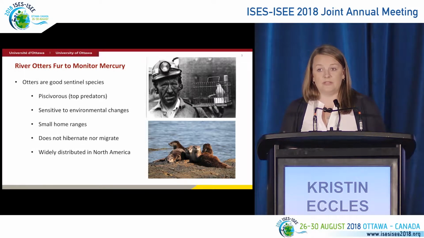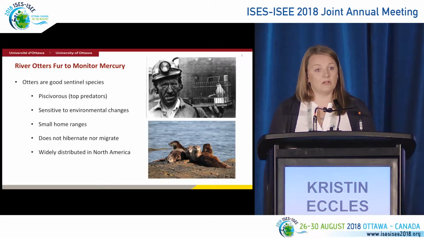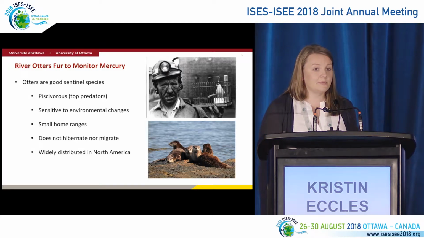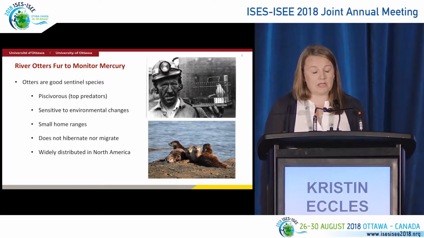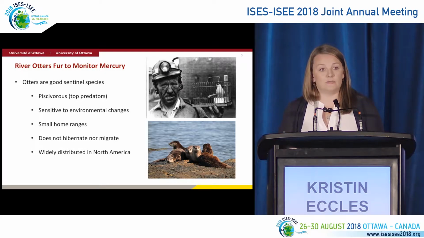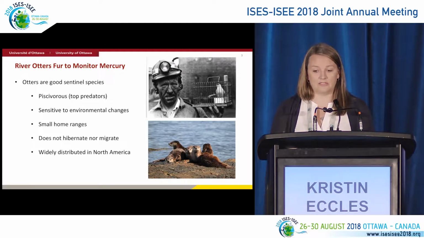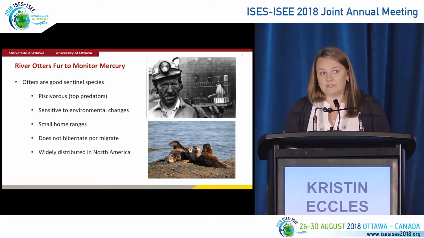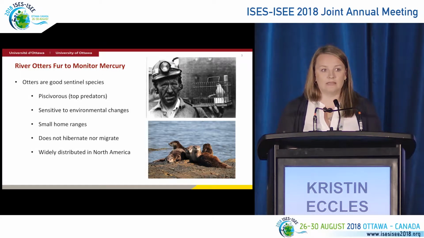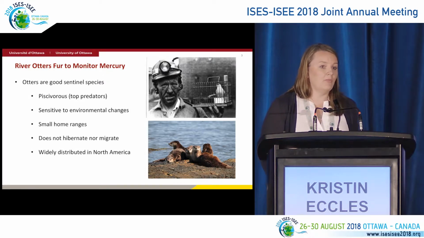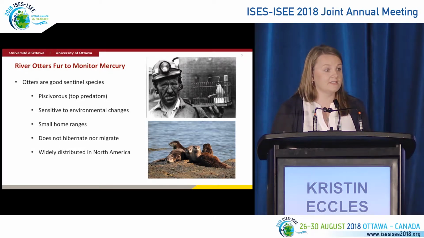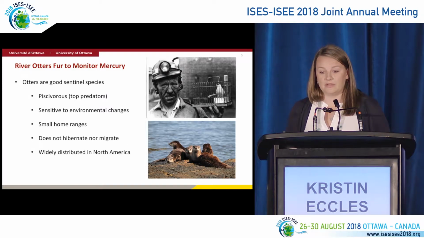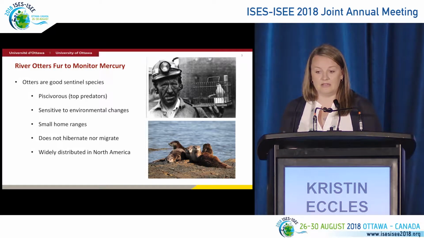They are sensitive to environmental changes, and most importantly, they have very small home ranges, they do not hibernate, and they do not migrate. That means the sources of mercury that they're exposed to are from their local environment. Lastly, they're widely distributed throughout North America, and so information that we learn about otters in one location can apply broadly across the continent. And so otters, or sentinel species, really serve as our canary in the coal mine. They give us early warnings as to what is the contaminant burden in the environment, and this is especially important for high fish consumers, such as First Nation populations, and so it can give us indication on when we should be further monitoring.